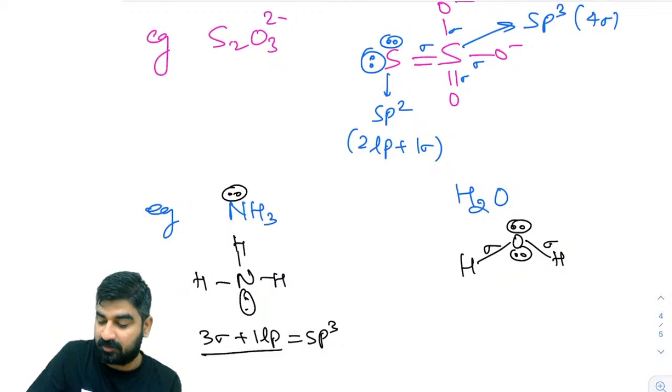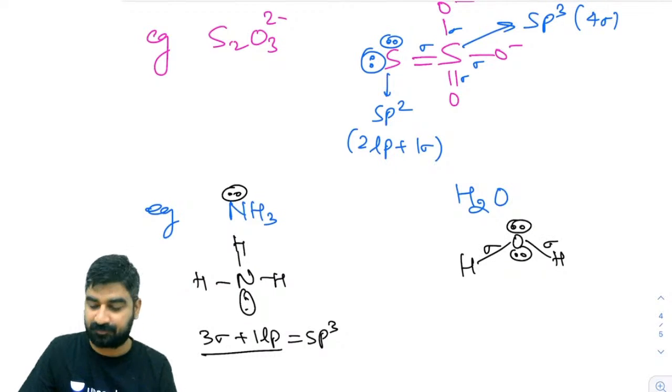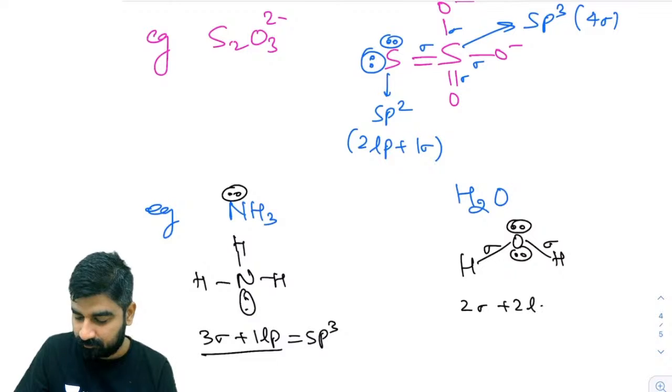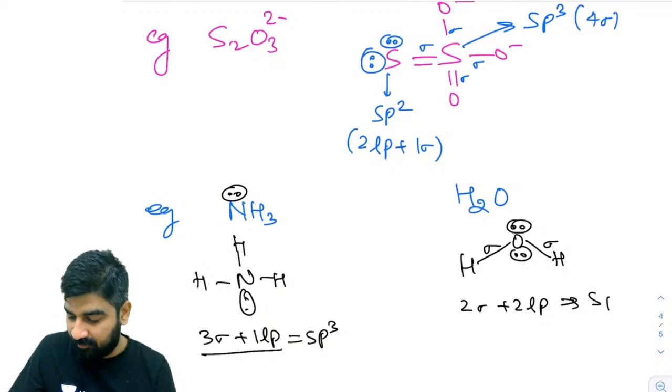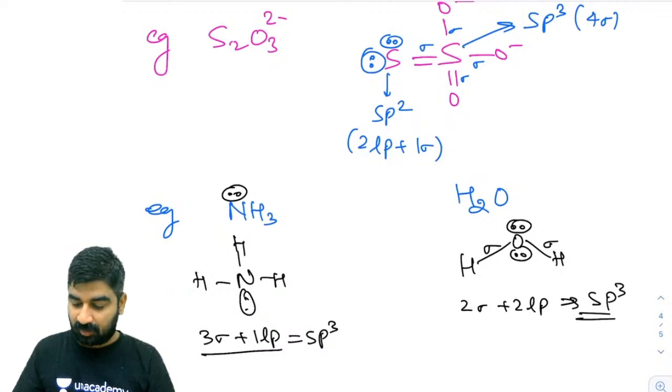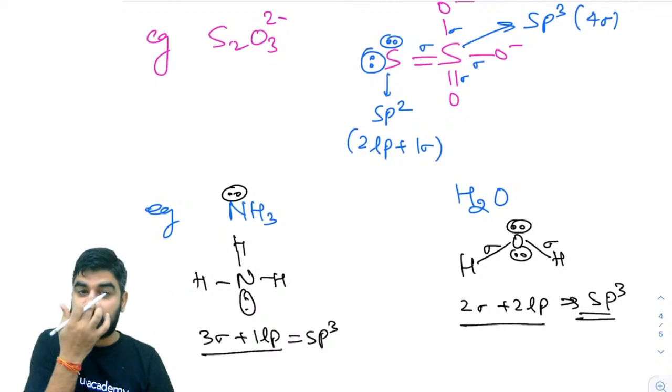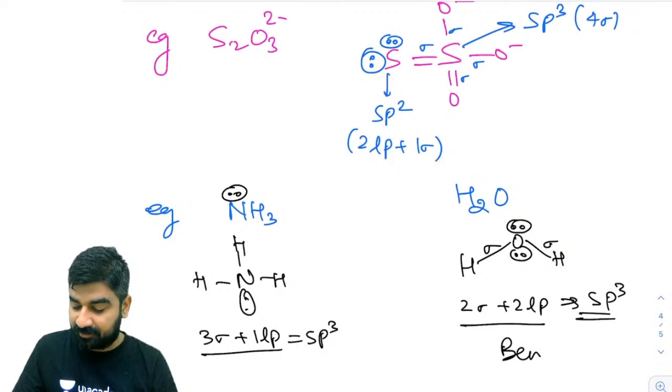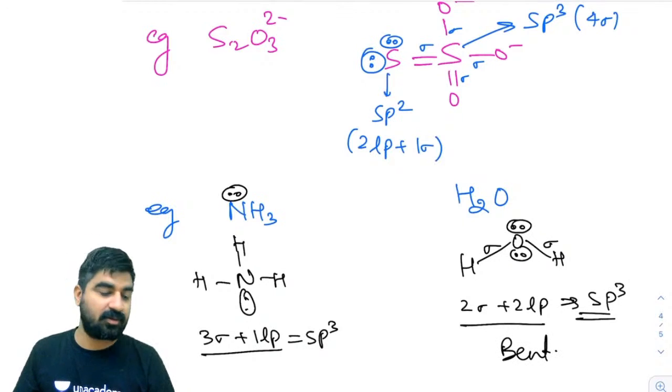And you are having 1 and 1, 2 sigma and 2 lone pair. So you will be having sp3. Total 4. Because there are 2 lone pair, you will call it bent. Got it, guys?